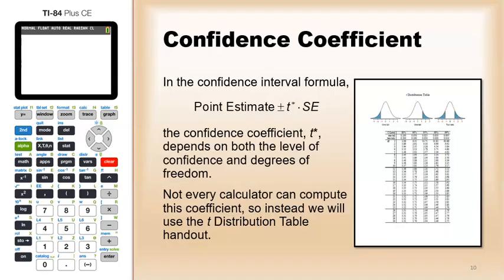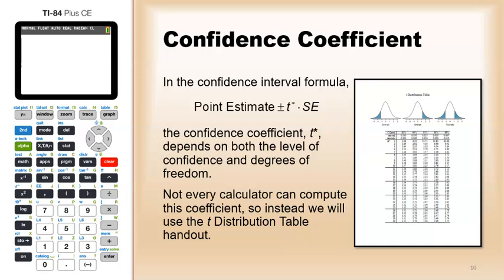All right. If you recall, the confidence interval formula is point estimate plus or minus confidence coefficient times standard error. The main difference now is we use T star instead of Z star because we're using a T distribution. Also of note, the confidence coefficient depends on the level of confidence and the degrees of freedom. So it's a little more complicated than the normal coefficients we used.